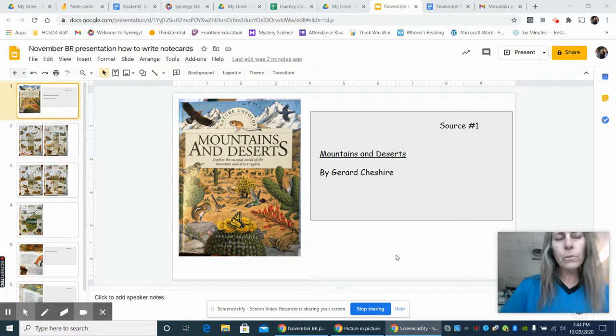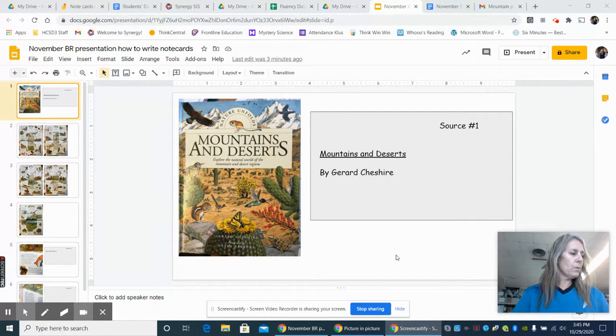Whatever book you're choosing, you're ultimately going to write a report on the book that you're choosing. And your report is going to be information out of the book. So you want to make sure that your note cards are super organized. And this is how I want you to do it.